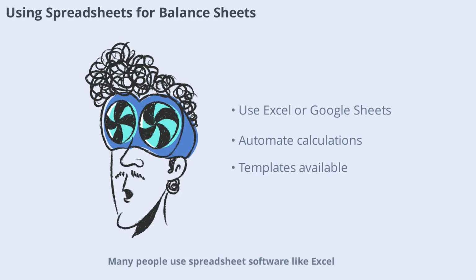Many people use spreadsheet software like Excel or Google Sheets to create balance sheets. Spreadsheets make it easy to organize data, perform calculations, and update figures as needed. Templates are available online, or you can build your own format. Using digital tools streamlines the process and reduces the risk of errors.